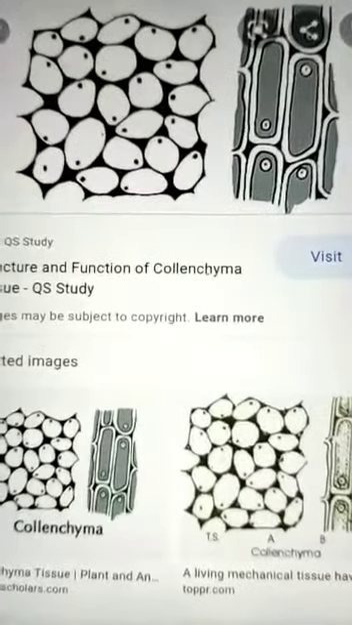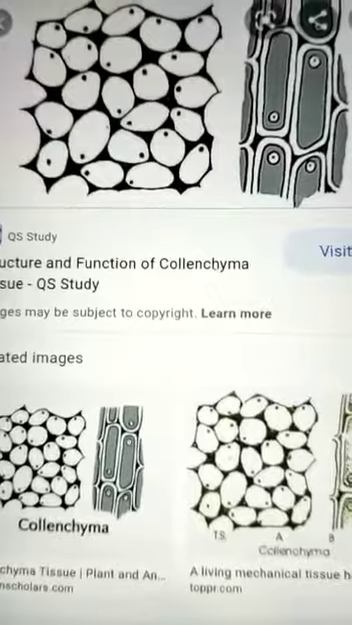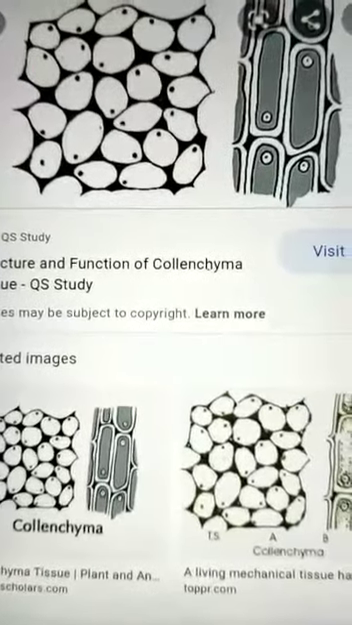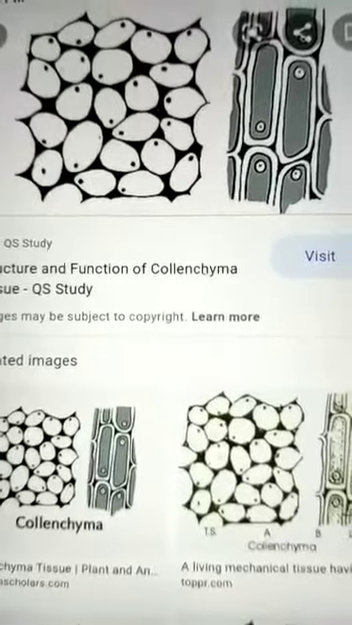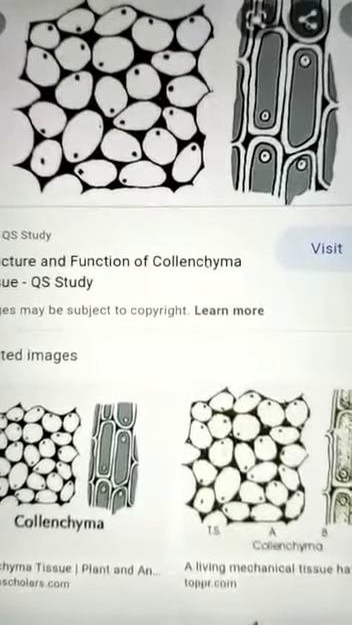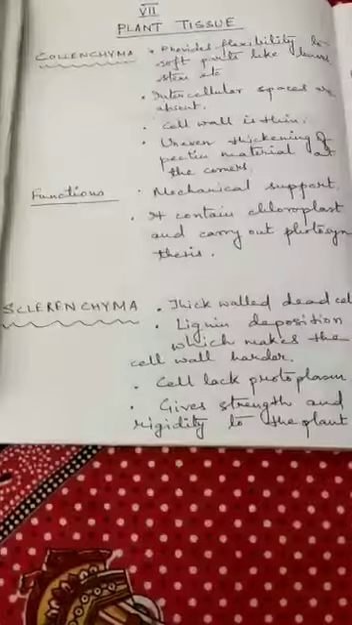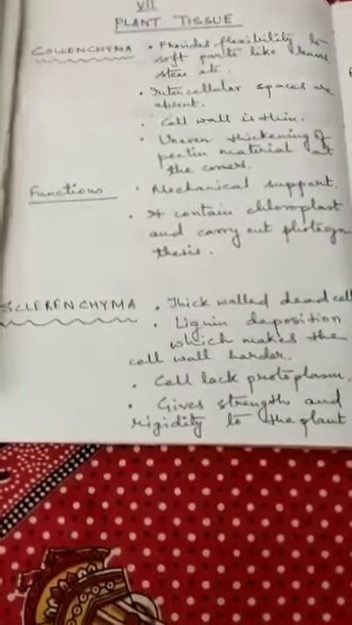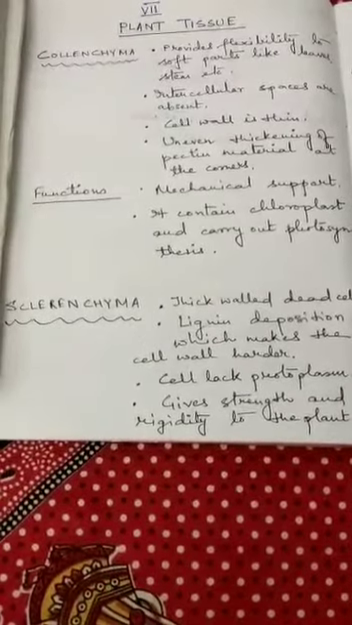See, this is the picture of collenchyma, and you can see that they have no intercellular spaces and they are thickened at the corners for the deposition of pectin. I hope it's clear. Now the third kind of simple plant tissue is the sclerenchyma tissue.